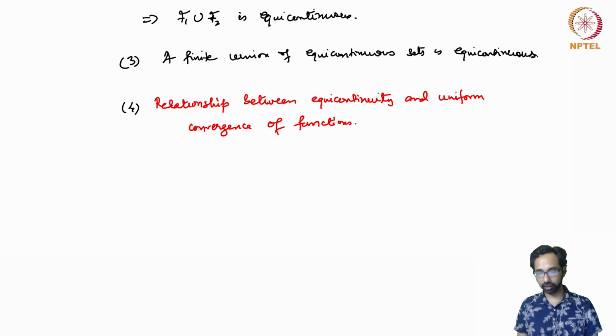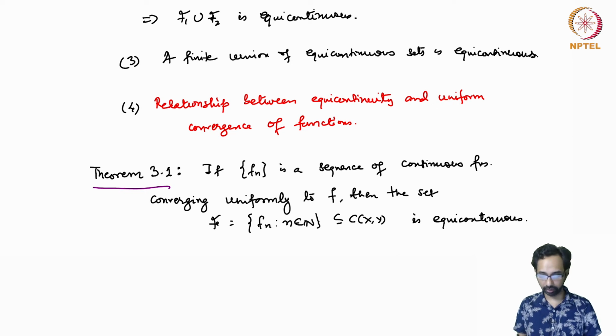So let us see a theorem describing this relationship. Here's the statement of the theorem. It says that a sequence of continuous functions f_n converging uniformly to a function f. Remember that by the uniform limit theorem, f is continuous. Then the set of functions making up the sequence, which is a subset of C(X,Y), is an equicontinuous set.